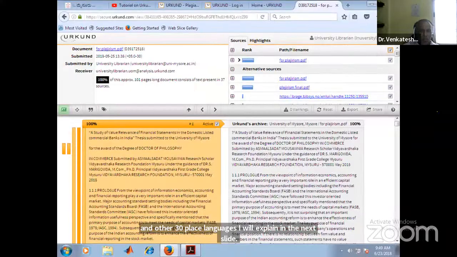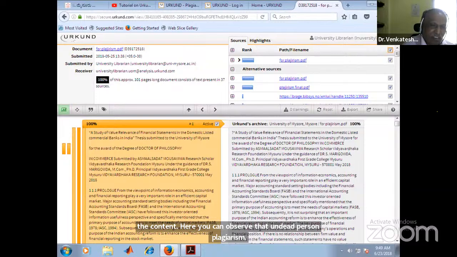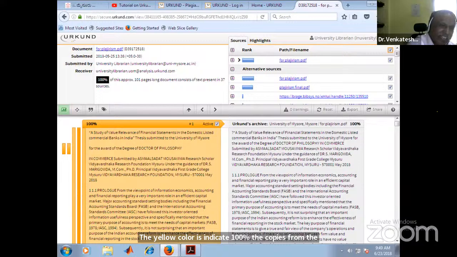See, another software, this is the screenshot of Urkund. Previously, this software was provided by the UGC implement. Later on, it changed to Ouriginal. Now, again, it has switched over to Drillbit Extreme. See the content here, you can observe that it is 100% plagiarized. The yellow color indicates 100% copied from the original source on the right side. On the left side, the researcher has copied it and put it in a research work.